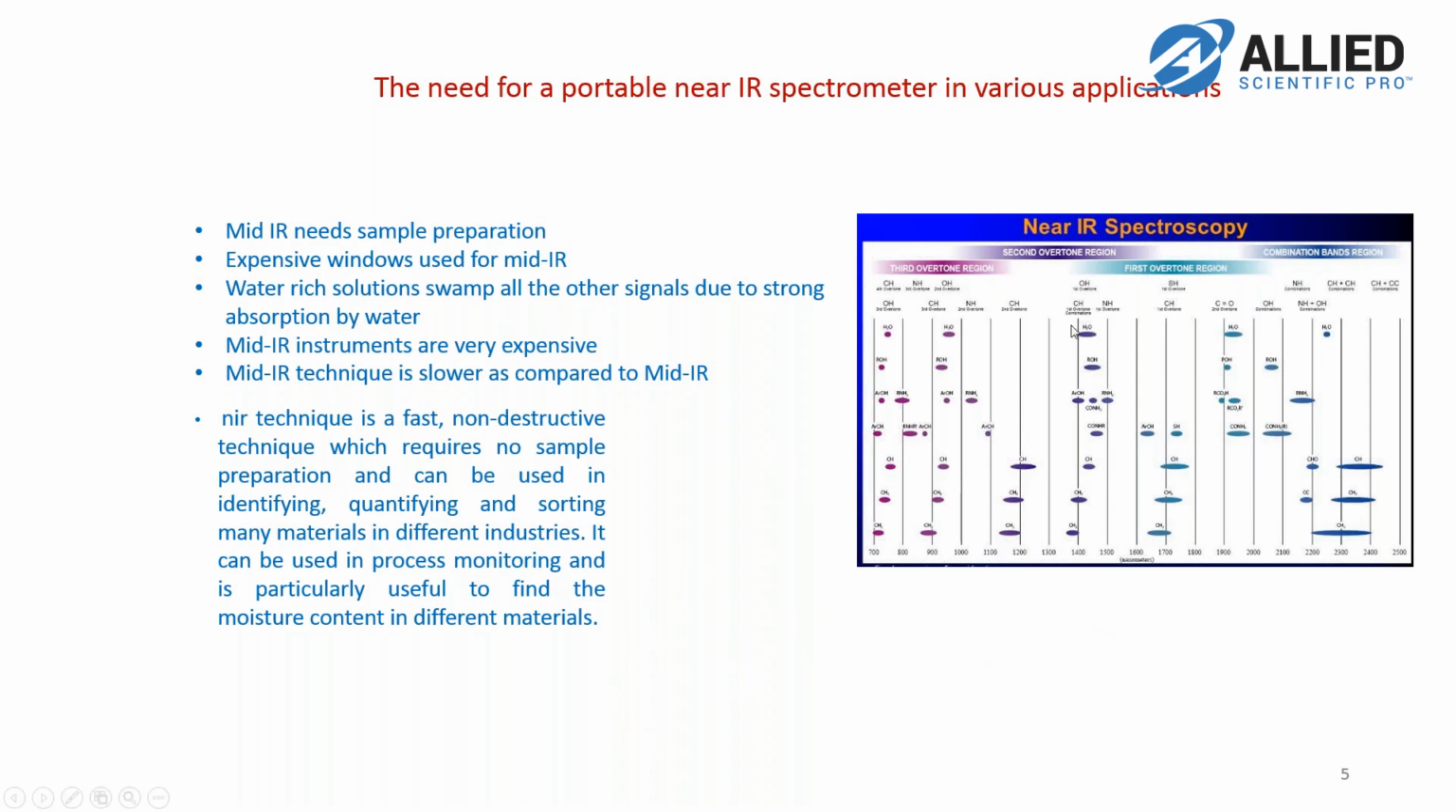These are all the bonds and the signals corresponding to them. In this chart, the first overtone region here, the NIRvascan instrument works in 900 to 1700, so it could detect many of these CH bands and OH bands in water and NH bands for proteins and so on.